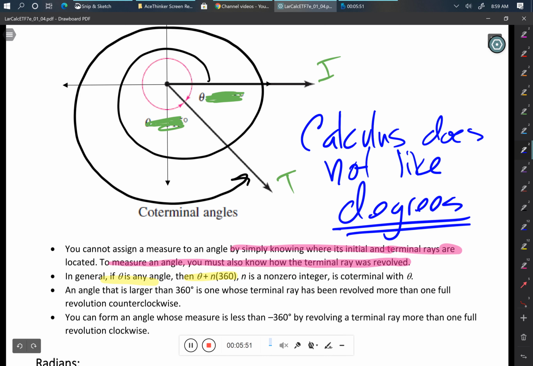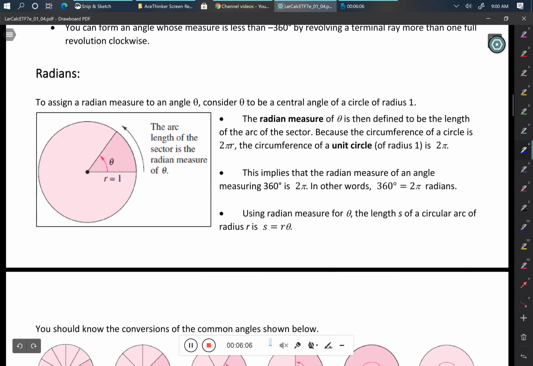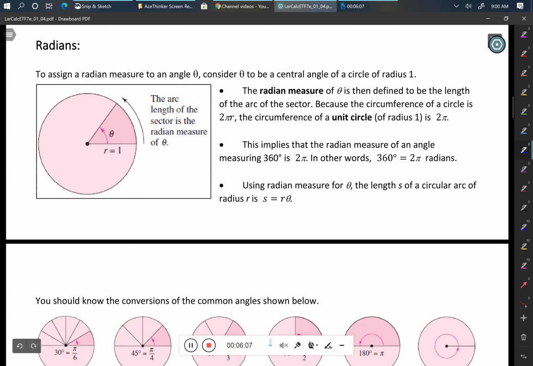calculus does not like degrees. While there will be some problems where the final answer and the initial setup might be given to us in degrees, the work in calculus is done in radians. So we need to get out of degrees and get to radians. So what are radians? Well, radians are just a different unit of measure for the size of an angle.